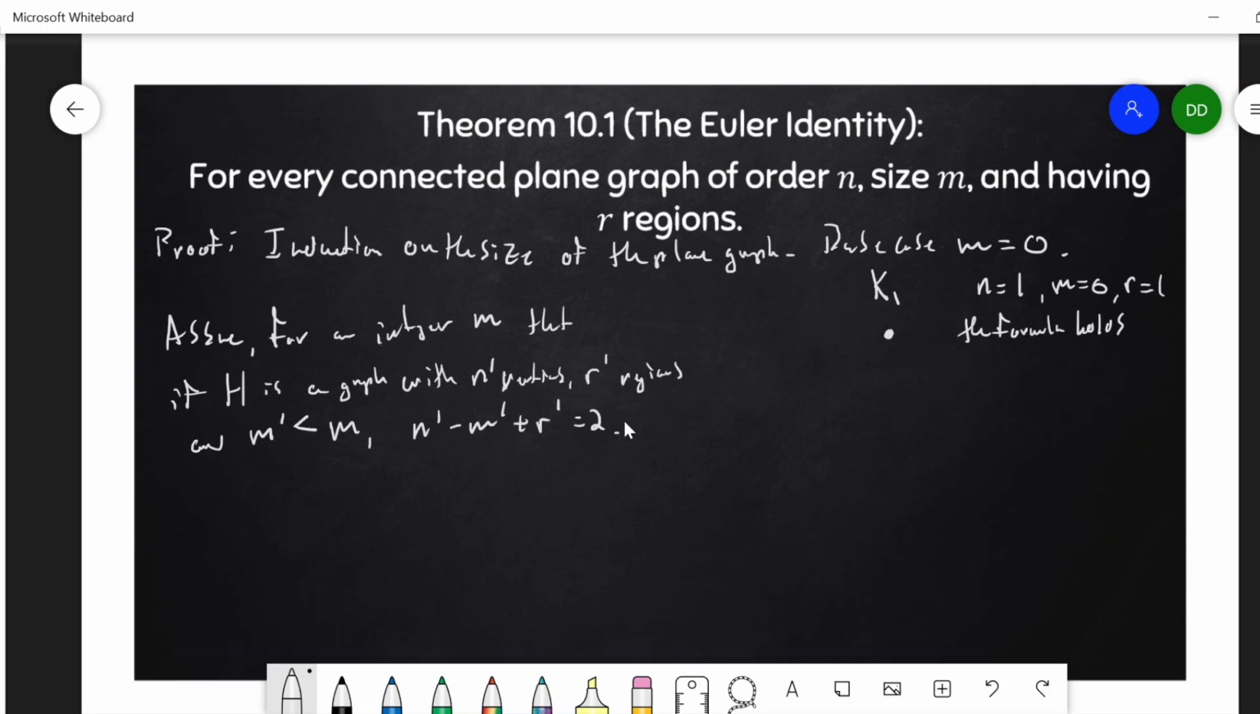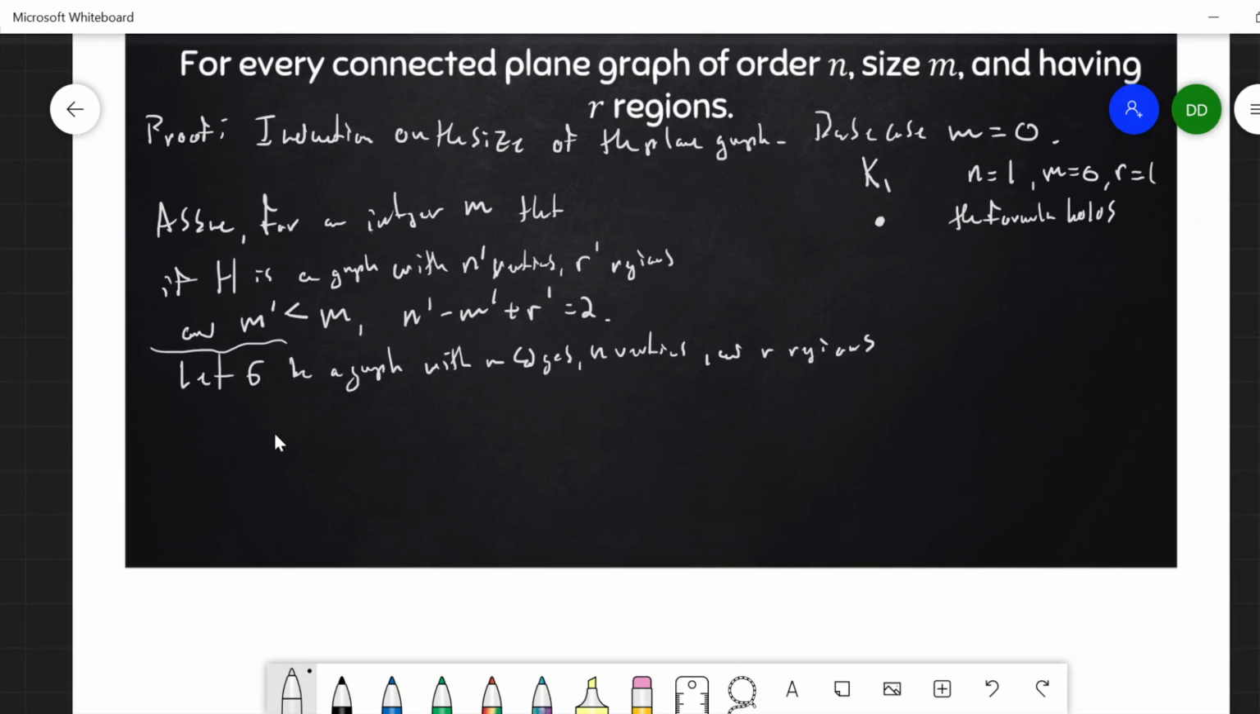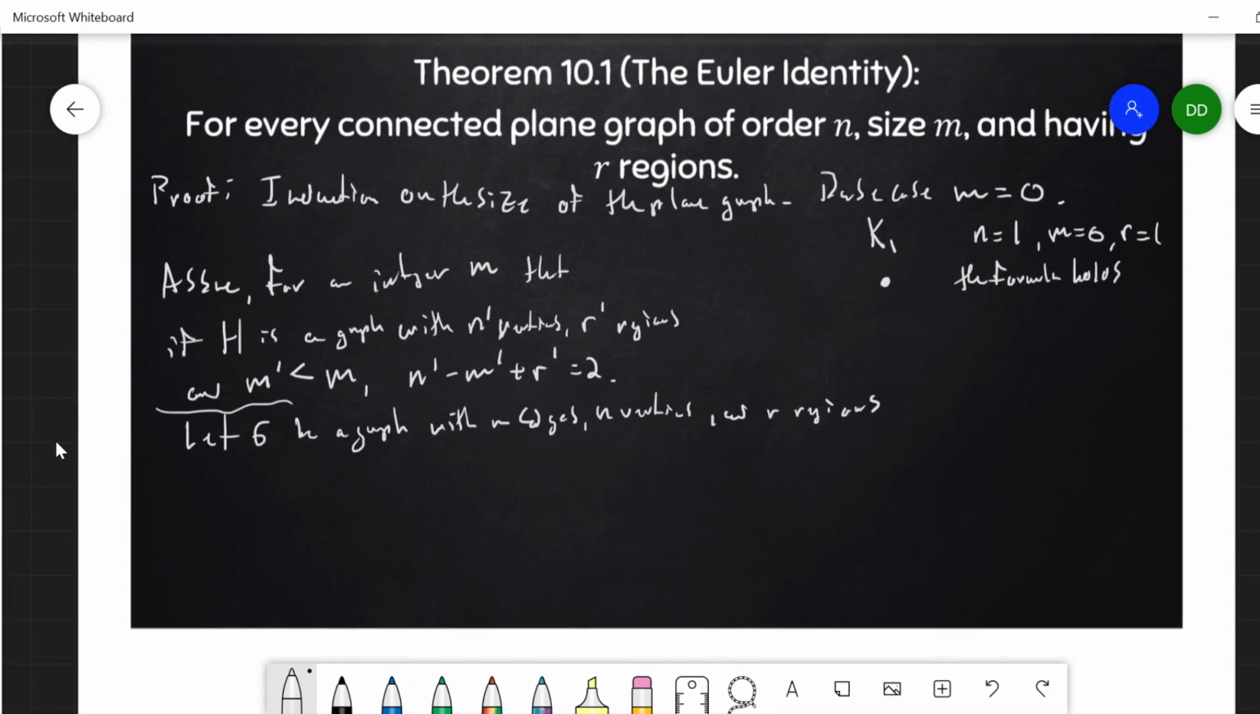And now I'll let G be a graph with m edges, n vertices, and r regions. So maybe I'll zoom in a little bit here.